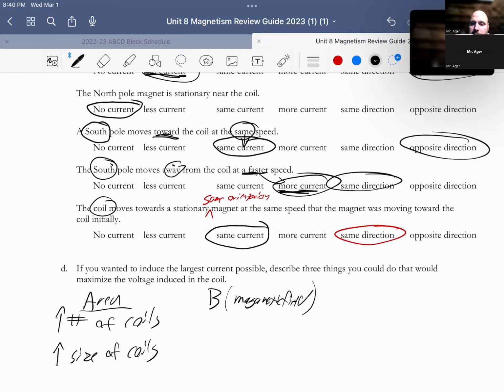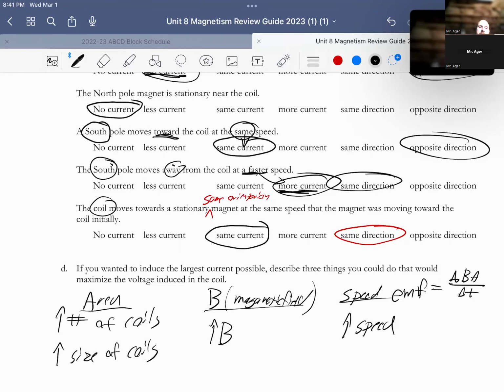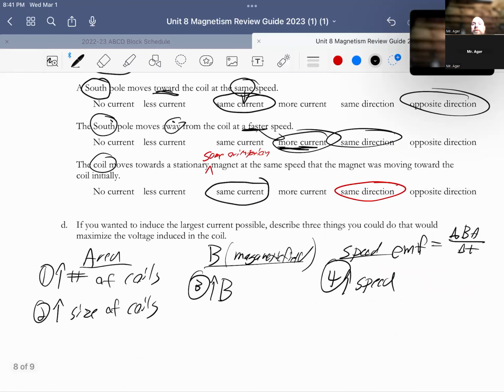Again, this is all getting at the idea that EMF is equal to the change in flux, which is BA over time. So it's moving. So I can increase B. And finally, that actual speed or velocity, I can increase the speed. So I could do 1, 2, 3, or 4. All of those are part of the equation for increasing it. And that is the first part of induction.